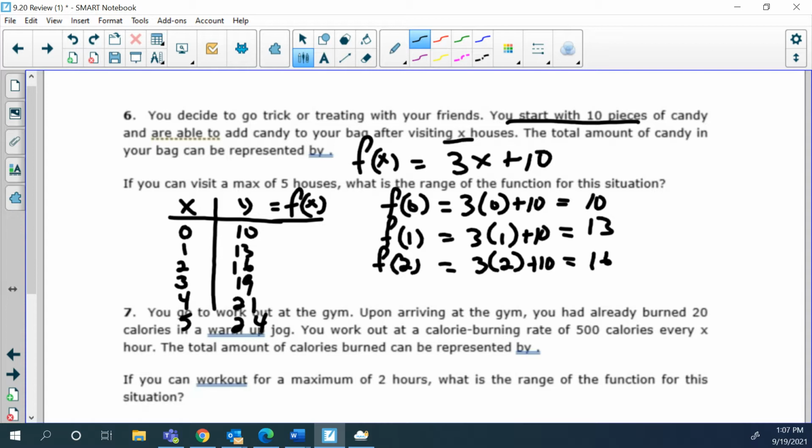evaluating the function. And so my range now is going to be, did I make a mistake here? I'm sorry. This should be 22 here, and this should be 25. Sorry about that. And so my range now is going to be, remember, this is a discrete function, okay? So my range now is going to be 10, 13, 16, 19, 22, and 25. So that's my range.